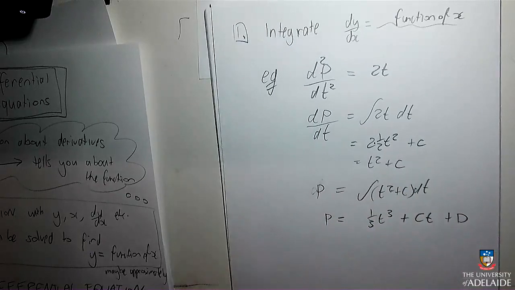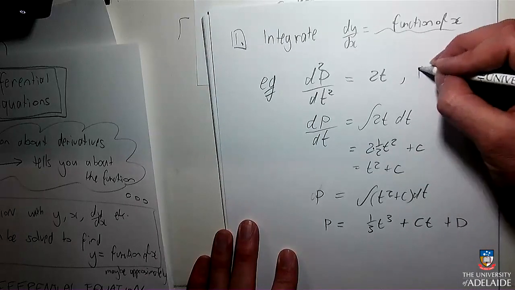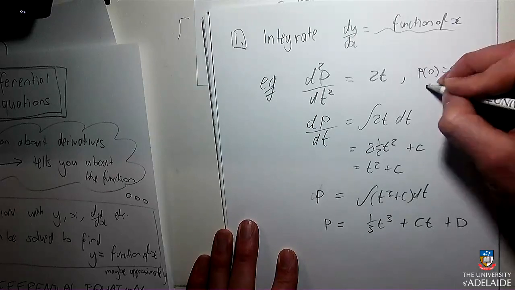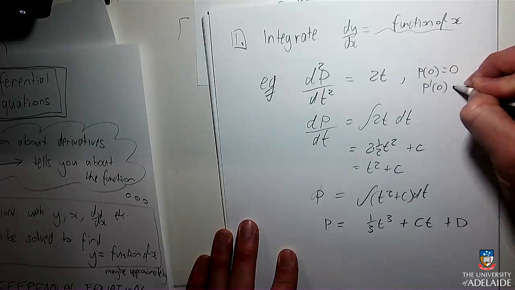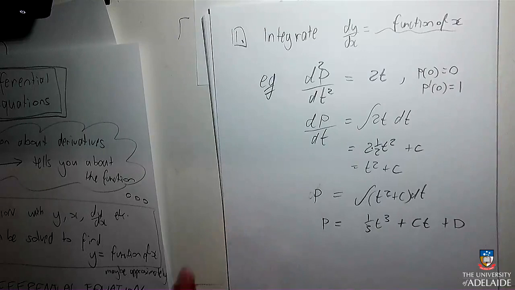And that's my solution. Without being given any other information, I can't figure out what the c and d are, so I have to leave them in there. But if I was also given the information that p of 0 is 0 and p dashed of 0 is 1, then I could figure out what this was.